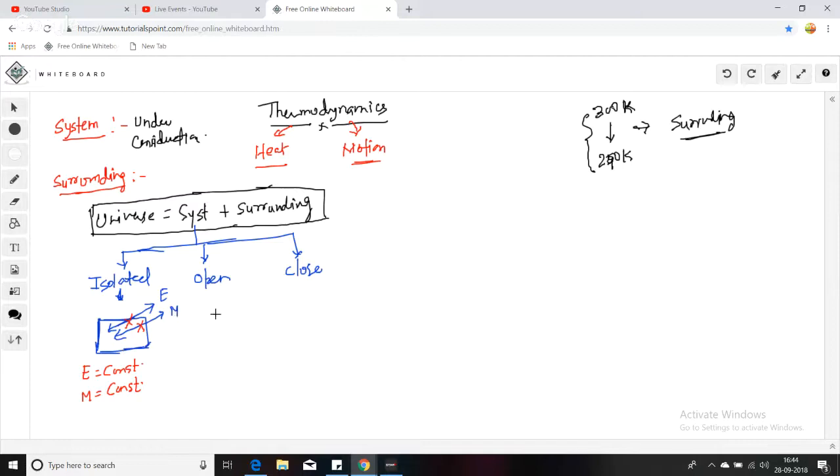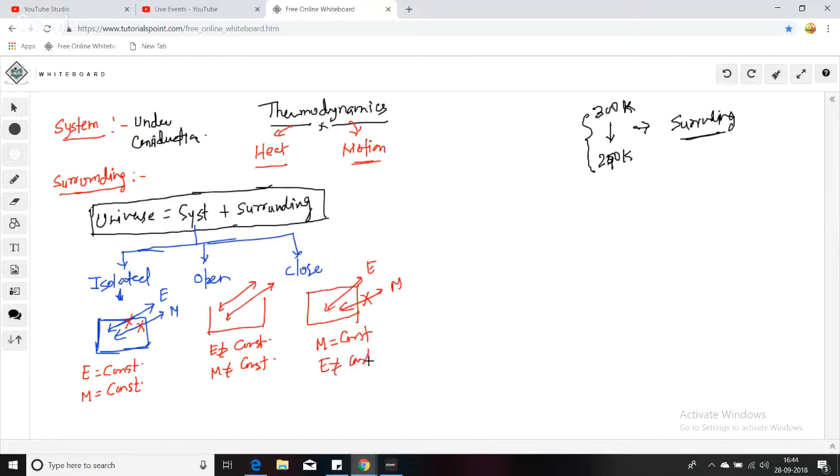Similarly, what is an open system? Since the system is open, exchange of energy and mass are both possible. So in this, the energy is not constant and mass is also not constant. Nothing is constant in this. What is a closed system? In a closed system, only exchange of energy is possible. There is no exchange of mass. Energy exchange is possible, but mass exchange is not possible. So mass is constant, but energy is not constant. This is the definition we have.